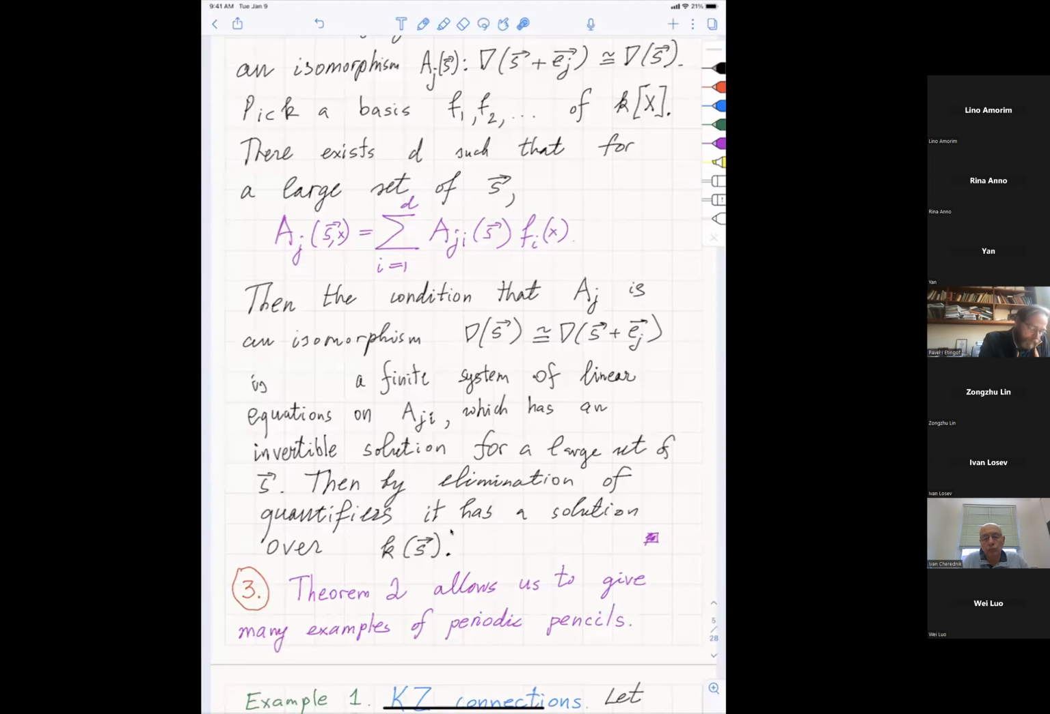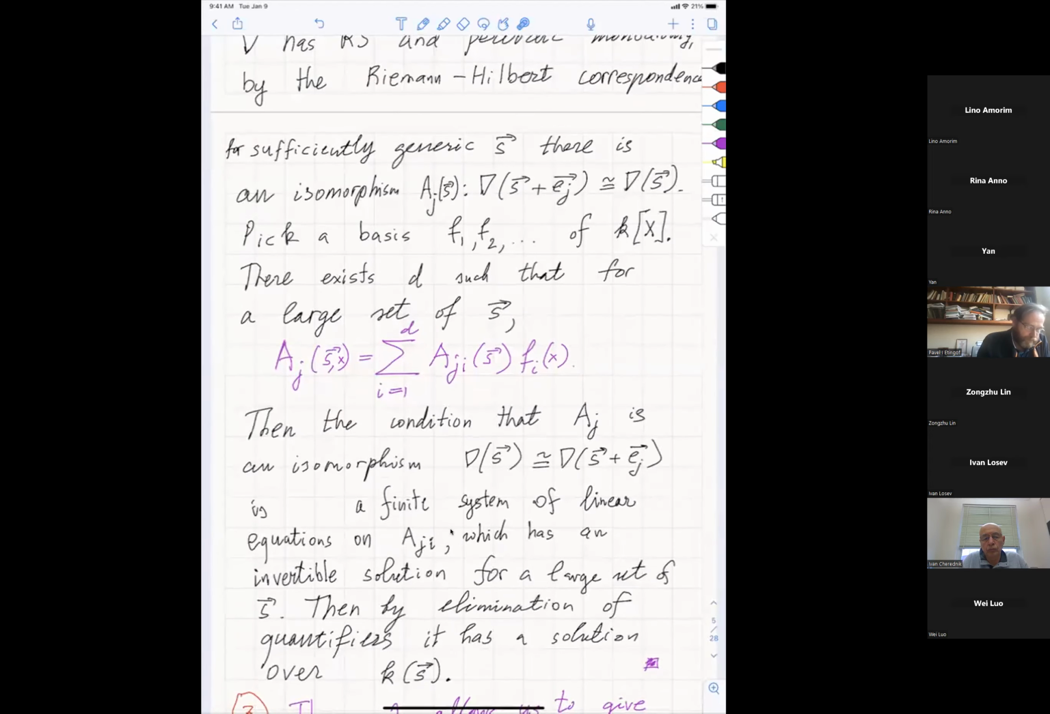More general question. It looks like you don't use anything more than Riemann-Hilbert. Which means that probably you can include irregular singularities as long as you know the irregular Riemann-Hilbert. That's correct. Yes, and in fact, you can replace monodromy by monodromy plus Stokes data, and then you can generalize this.